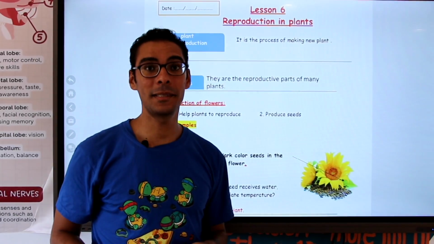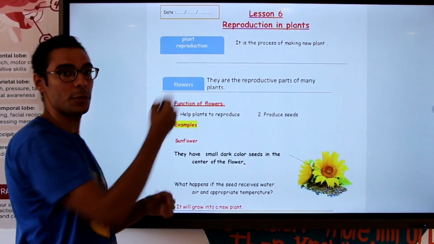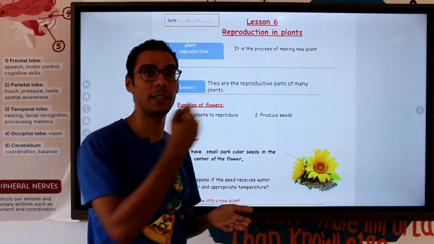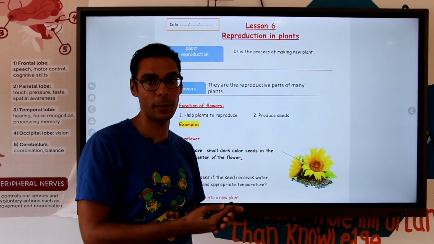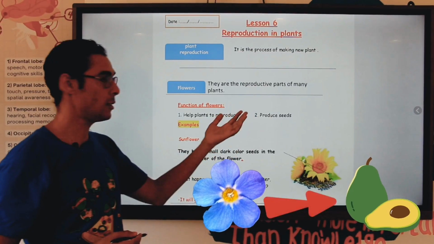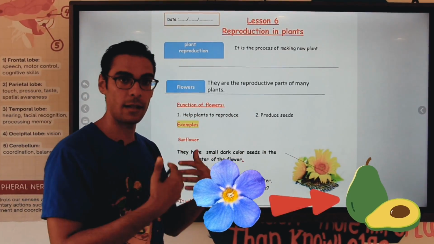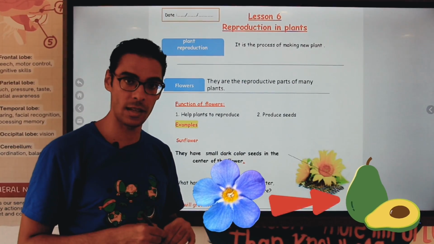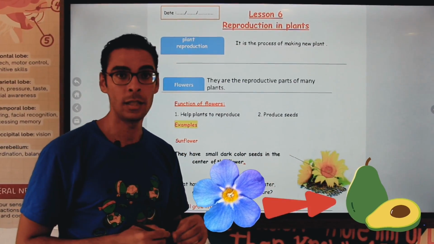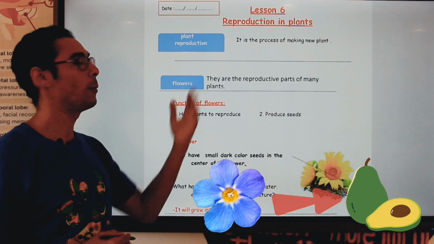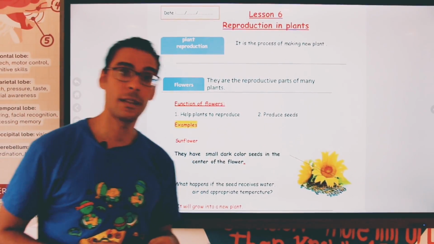And simply, that's the meaning of the word reproduction. Reproduction in plants is the process of making a new plant. The flowers are the reproductive parts of plants, which are responsible for changing themselves into fruits, and these fruits containing seeds inside will germinate later on to get a new plant, which means plant reproduction. So what are the main functions of the flower?